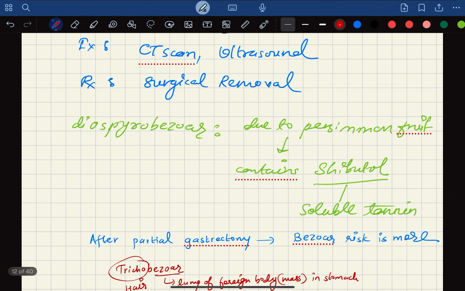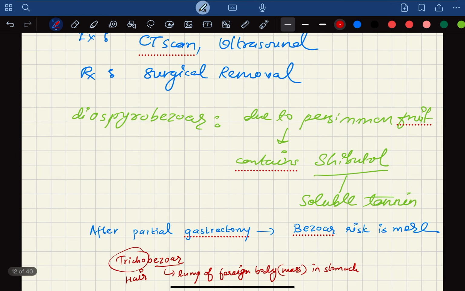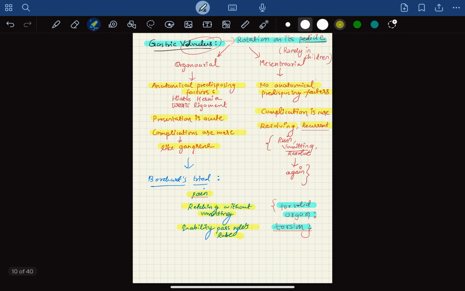Now the investigation is CT scan and ultrasound, and surgically we will remove this condition. One more condition is diospyrobezoar, which is due to persimmon fruit, which contains soluble tannin. Okay. So this is all about these three conditions.